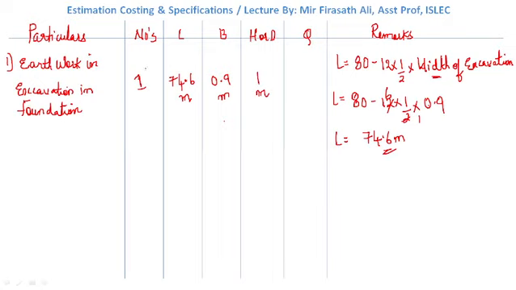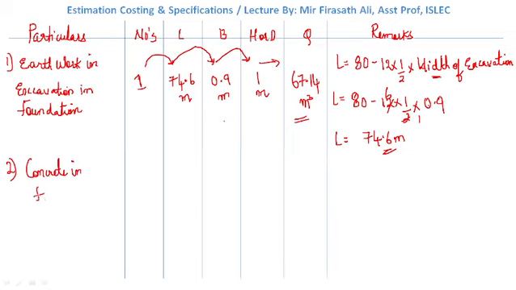So, when we multiply 1 into 74.6 into 0.9 into 1, we get the value of total quantity. The value is 67.14 meter cube. This is our quantity of excavation in foundation. And the second one we need to find out is the quantity of concrete in foundation.